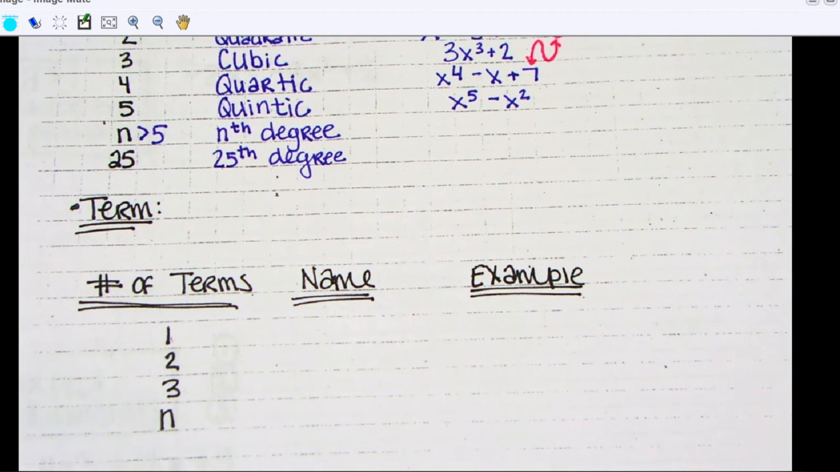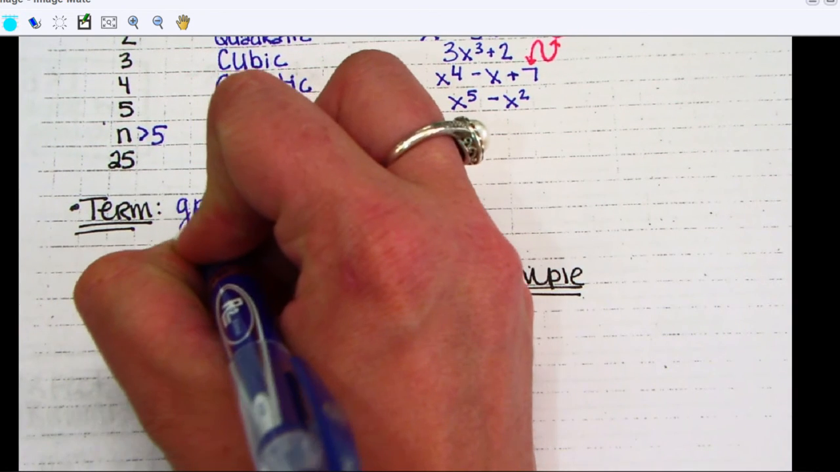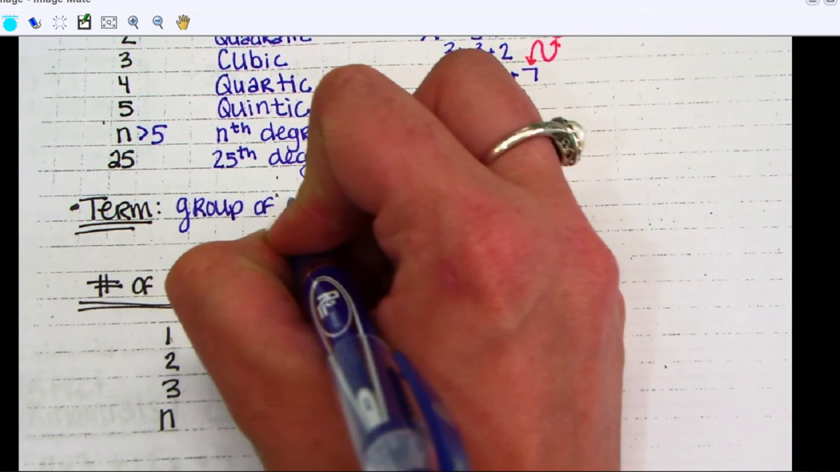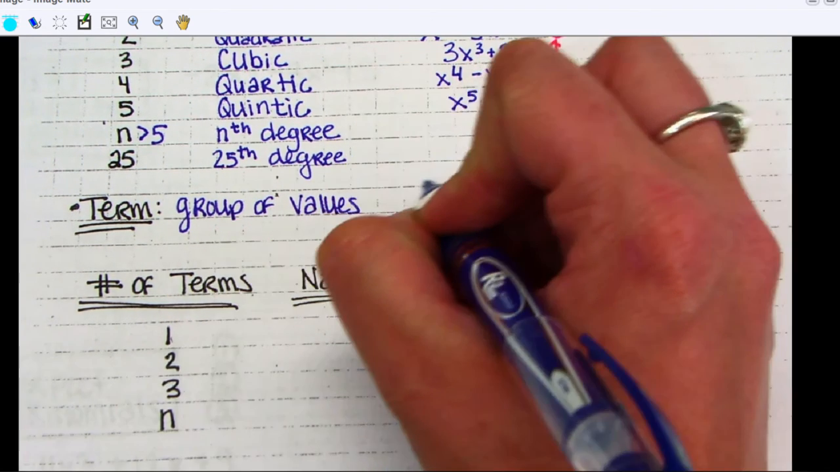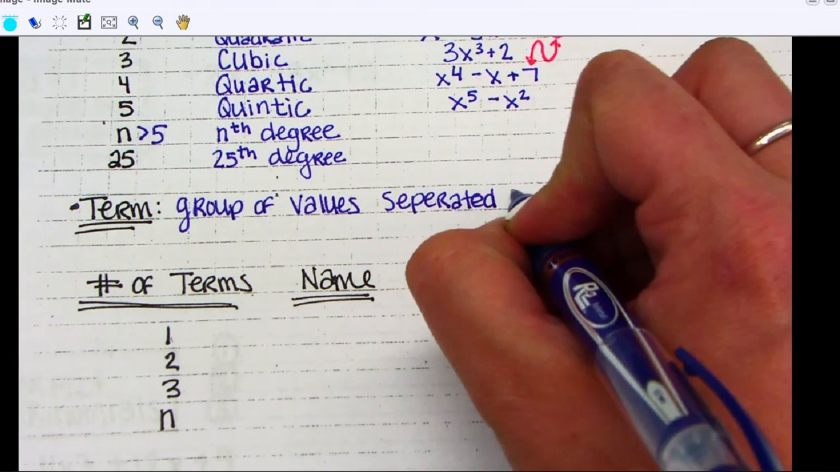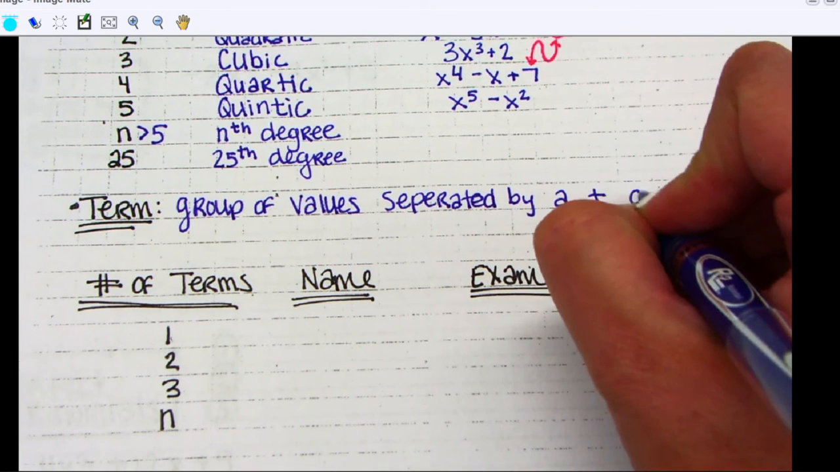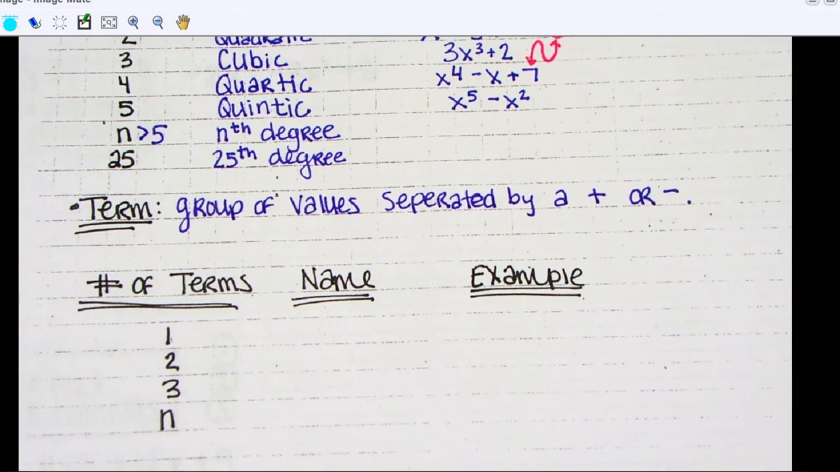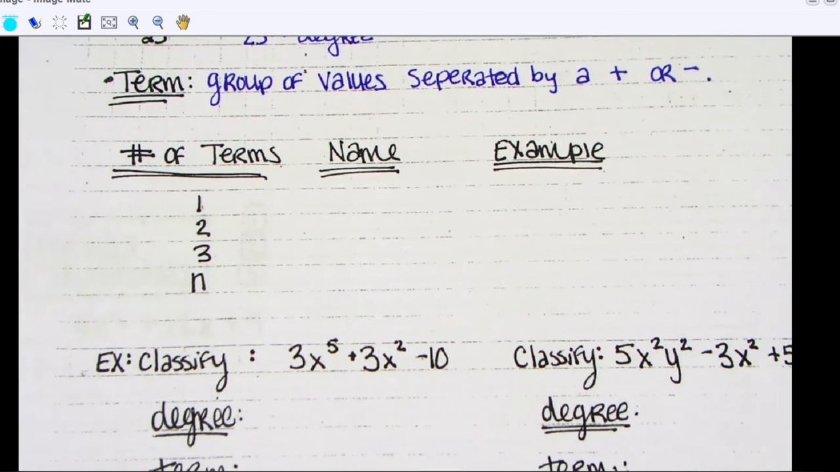Yes, good. A term is a group of values separated by a plus or minus. So the number of terms does not have to match the number of degrees. Degrees is the highest exponent. Terms are groupings of values separated by plus or minus. So you want to look for groupings of plus or minus.